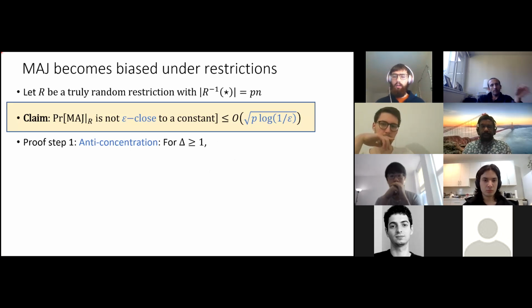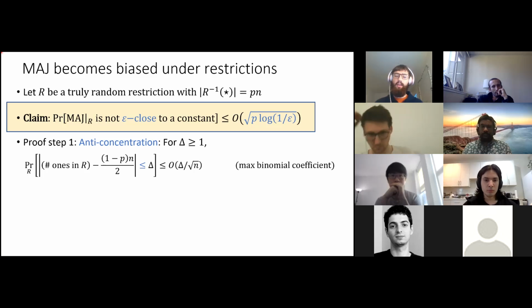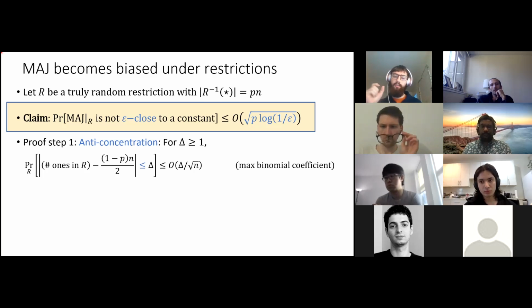And so the proof is just formalizing the intuition that I said on the previous slide. First, we make an anti-concentration statement. This is where we say it would be surprising if the restriction had exactly half zeros and half ones. The probability that the number of zeros is within delta of the number of ones is only like delta over square root n. We expect there to be a size delta gap between the number of zeros and the number of ones, and the reason is simply by considering the maximum binomial coefficient, n choose n over 2.